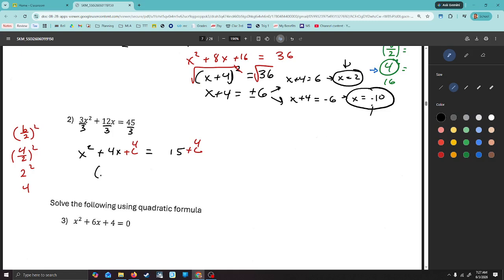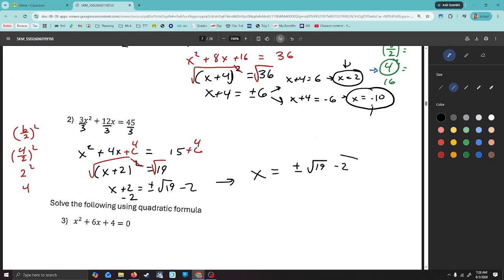This left side I'm going to rewrite as x plus 2 squared. On the right side is just 15 plus 4, which happens to be 19. Time to square root both sides. So I got x plus 2 equals plus or minus the square root of 19. Can't really do more about that because this is a dirty square root. Like, I can't simplify it. So minus 2, minus 2. x equals plus or minus the square root of 19 minus 2.